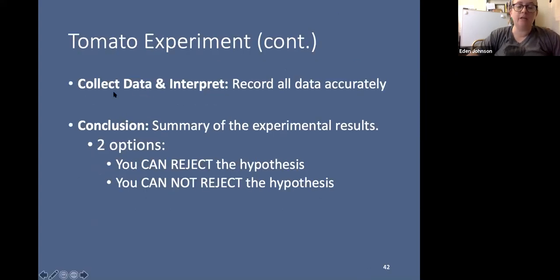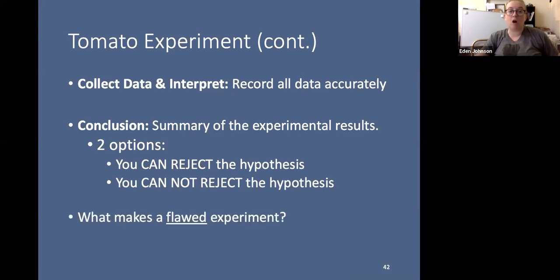Okay, so then you're going to collect and interpret your data, recording all data accurately, and draw a conclusion. You can reject the hypothesis, or you cannot reject or accept the hypothesis. So rejecting or accepting the hypothesis.